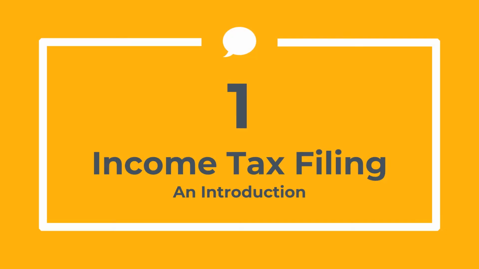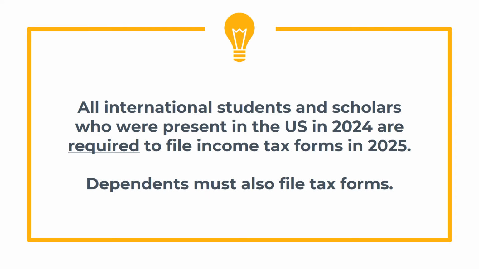This is an introduction to income tax filing for international students and scholars in F or J status at UC Berkeley and their dependents. All international students and scholars who were present in the U.S. in 1 year are required to file income tax forms in the following year. This is regardless of whether you earned any income. Dependents must also file tax forms.